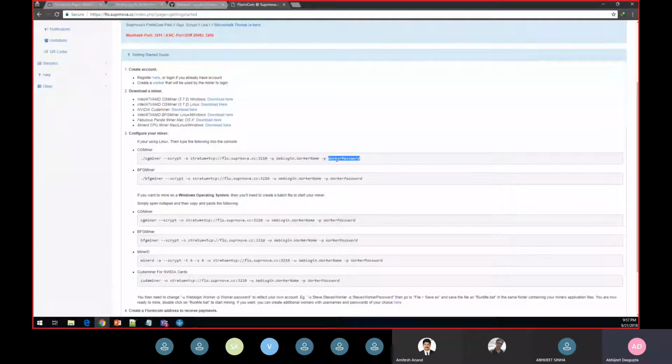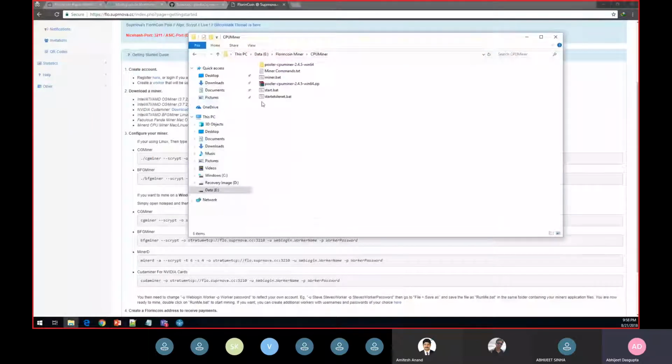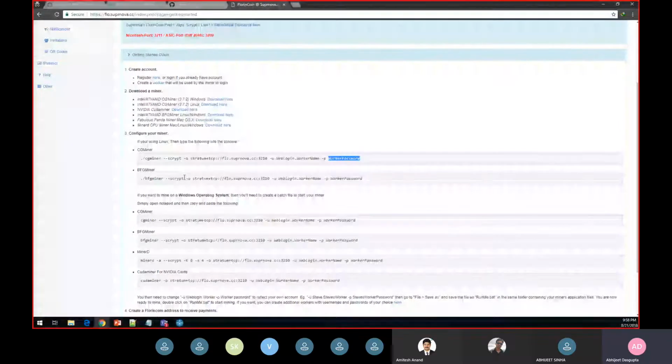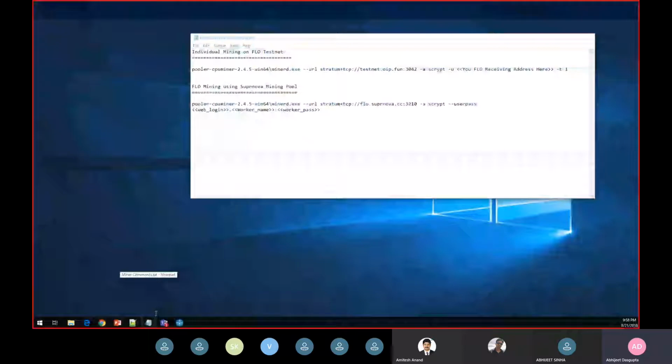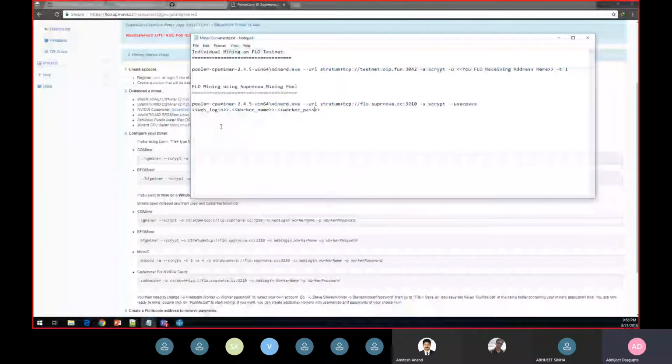And that's it. After that, you have your miner downloaded. What you have to do is start this miner with a set of arguments which is available here. So I'll show you how to mine using a Supernova mining pool. This is the folder that I have, Pooler CPU Miner Win64. Under that, I have the minerd.exe.